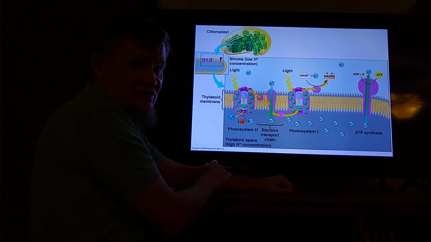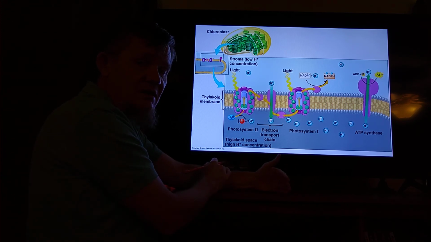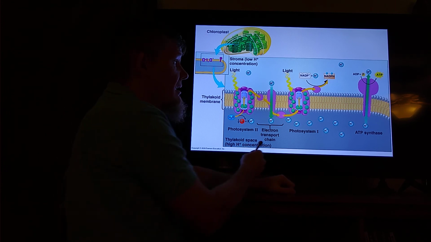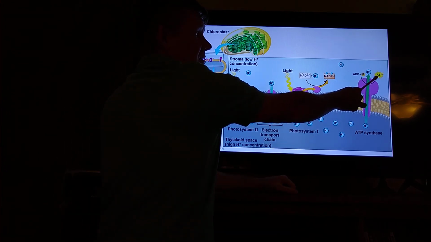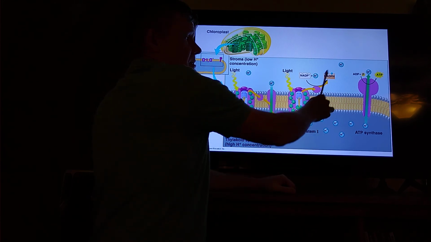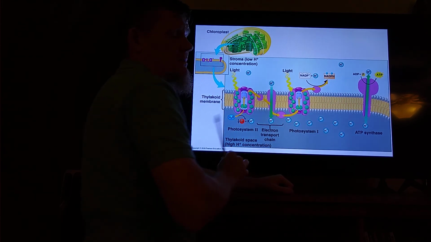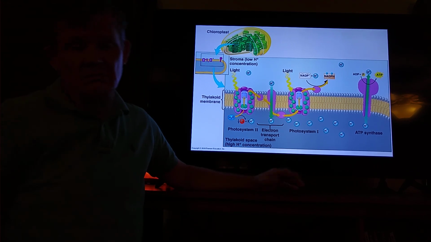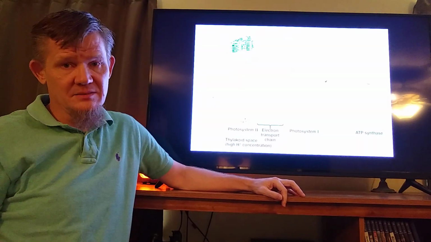This is the light reactions. This is how plants harvest energy from light. This is how they make ATP, which is the product of photosystem 2, and how they make NADPH, which is the product of photosystem 1. Those are the high energy products of photosystems 1 and 2.